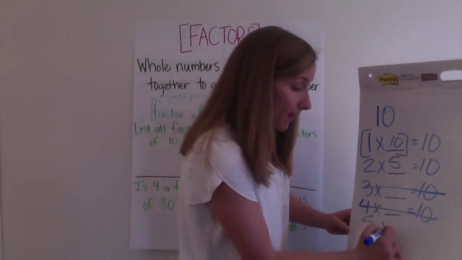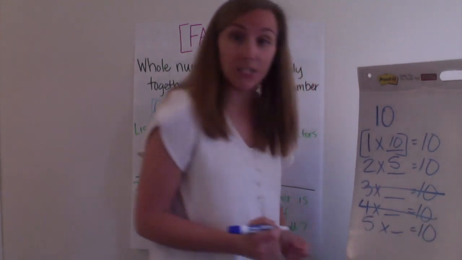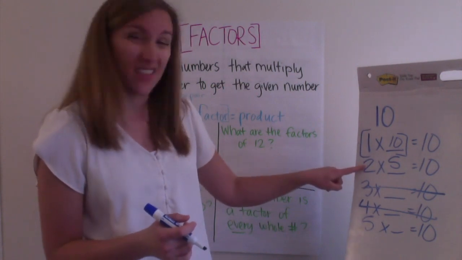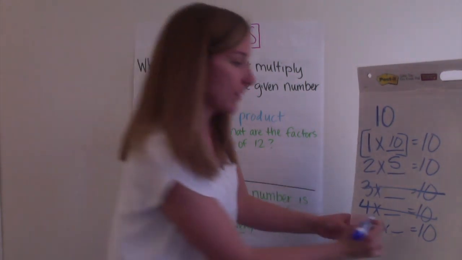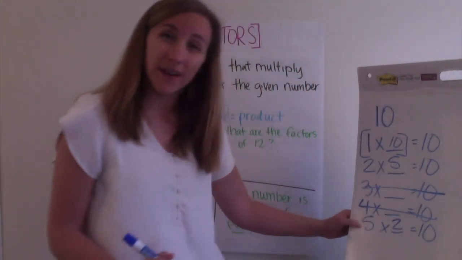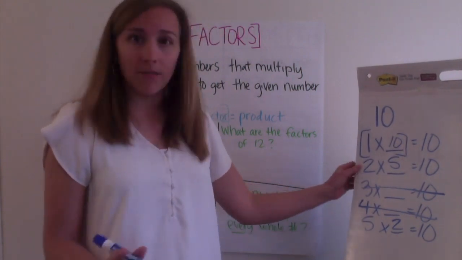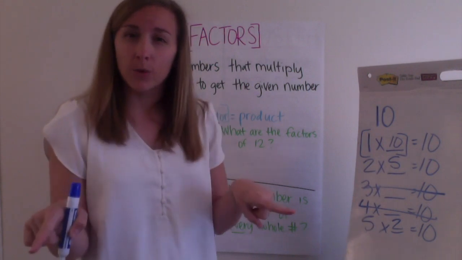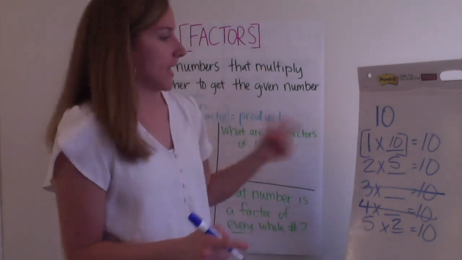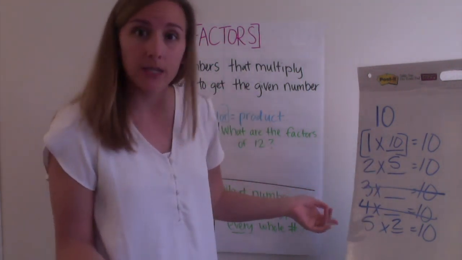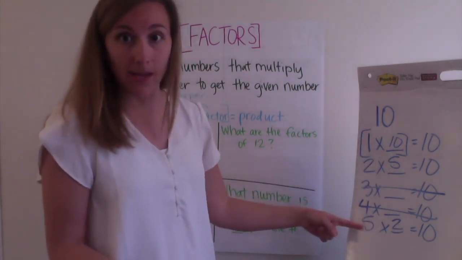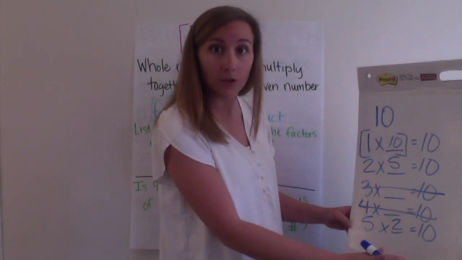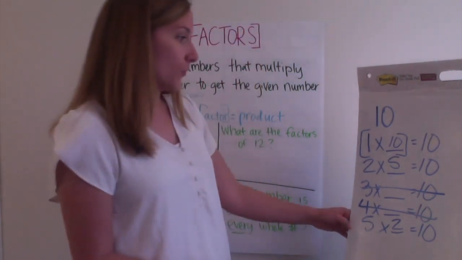Then we have 5. 5 times what gets you 10? Well, do you notice that we've already hit this factor pair, that it's repeating because we already know that 5 times 2 or 2 times 5? It makes me think of that commutative property. It doesn't matter the order that you multiply because you're still going to get the same product. So when you hit that repeat, that is your signal to say that you are done finding your factors or your factor pairs. So we found them.